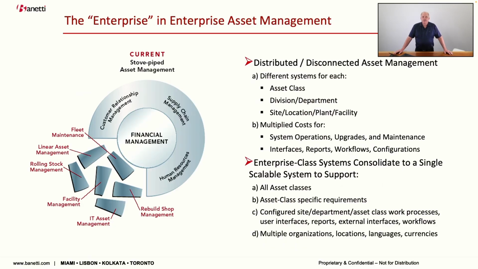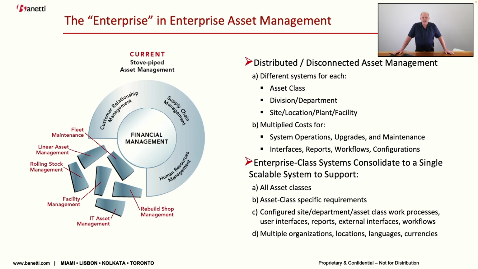One more perspective on the word enterprise in asset management. We frequently run into customers that have very disjointed strategies when it comes to asset management systems. They can have a different system for each different major class of assets. Their vehicles are in one system, the fleet system. They've got a facilities system. They've got an IT system. They've got a manufacturing maintenance system. All of these things are frequently in different systems.